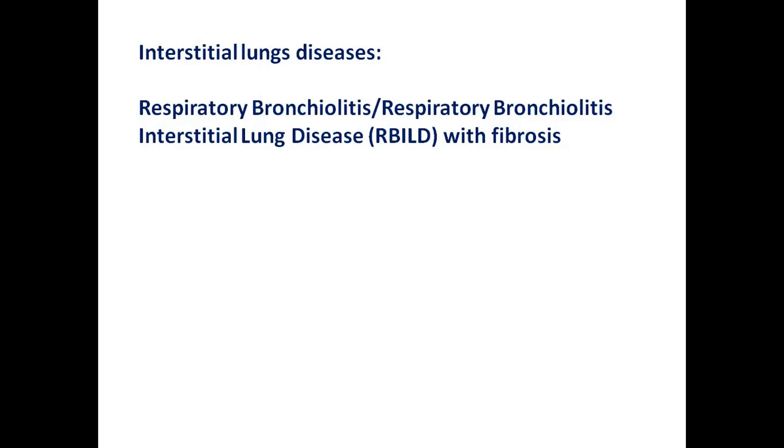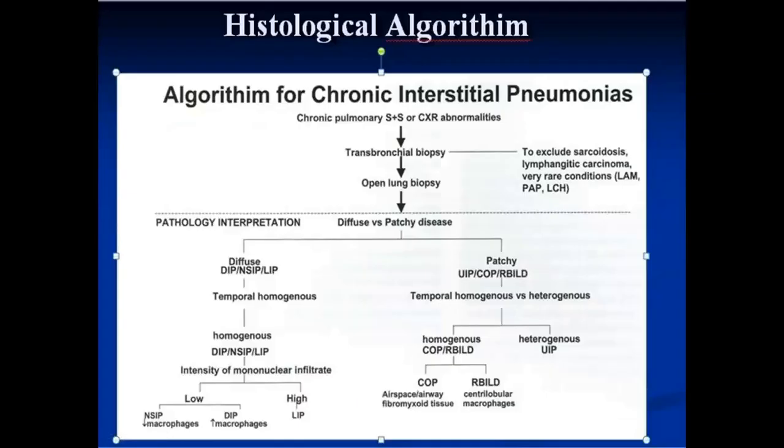So in this video and in our upcoming videos, we will discuss the interstitial lung diseases, especially those related to cigarette smoking. In this video, we will discuss respiratory bronchiolitis and respiratory bronchiolitis interstitial lung disease with fibrosis. Before we discuss RBILD, here is the histological algorithm for how to approach these chronic interstitial pneumonias or interstitial lung diseases.